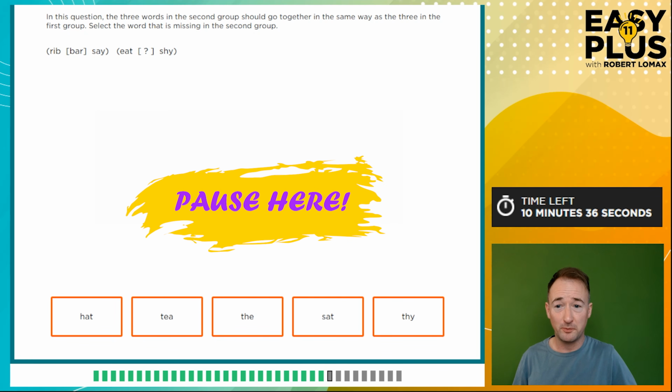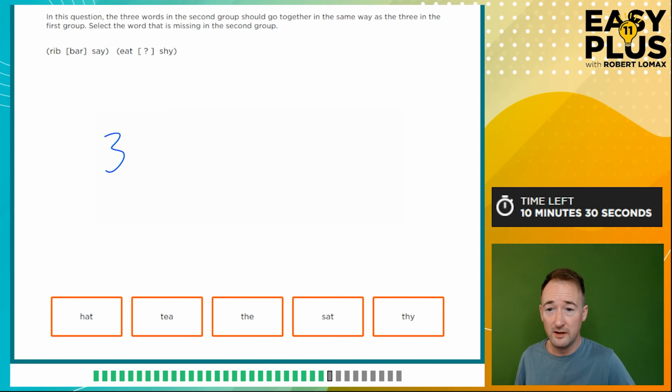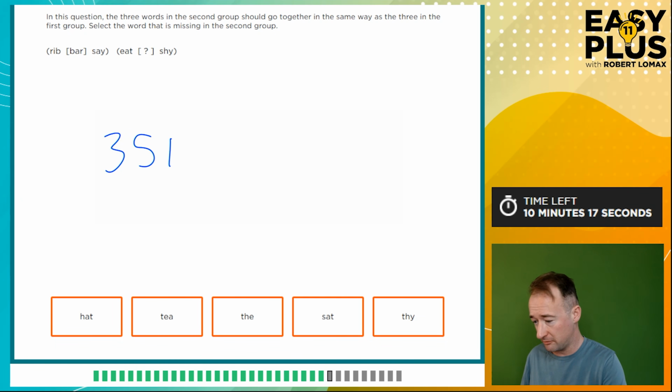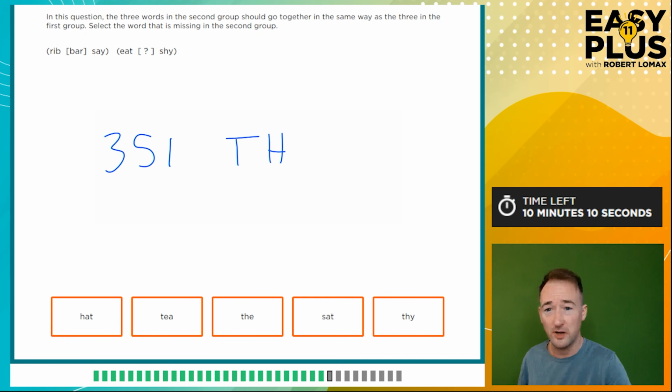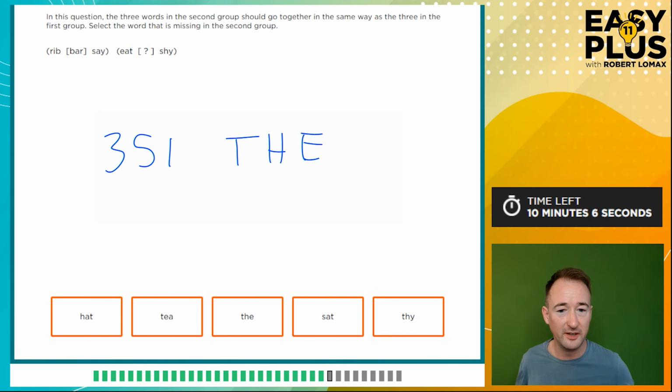B comes from the third place, R-I-B. A from bar comes from the fifth place, R-I-B-S-A. And R from the start of rib comes from place 1. Now we look at the second set of words. What's in place 3? T, E-A-T. What's in place 5? E-A-T-S-H. And what's in place 1? E. So we're looking for the word the, and that is indeed an option.